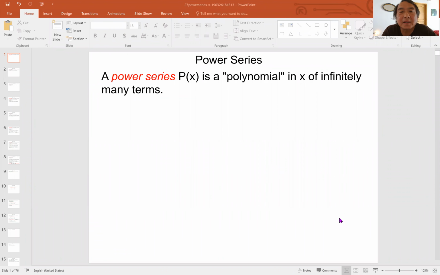Hello, everybody. This is Professor Ma, and this is the section on power series. A power series is basically an infinite degree polynomial. And where do they come from?